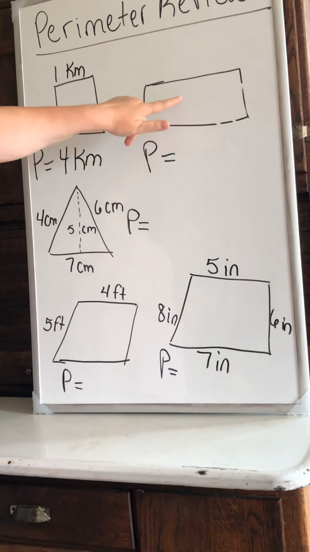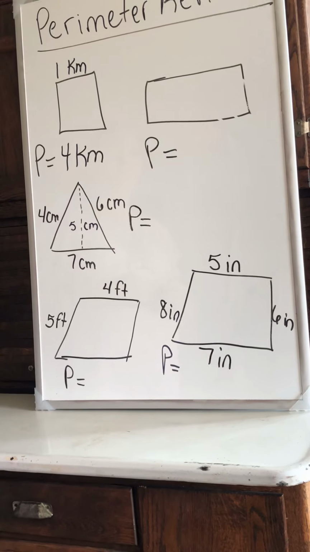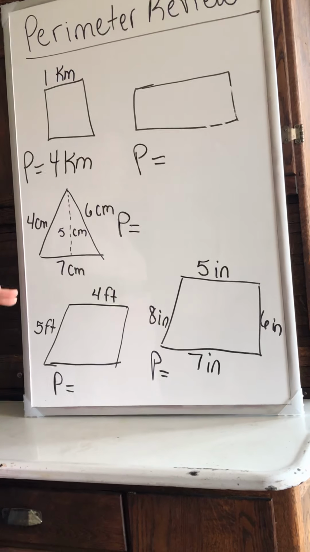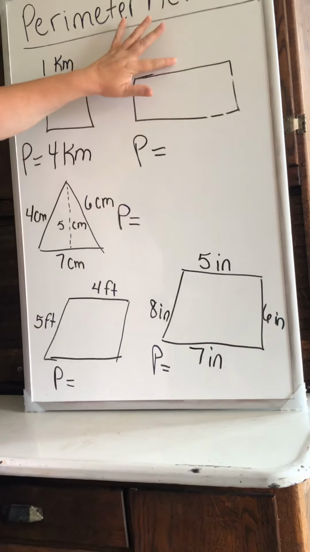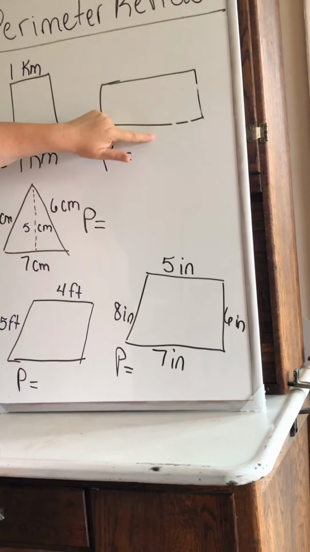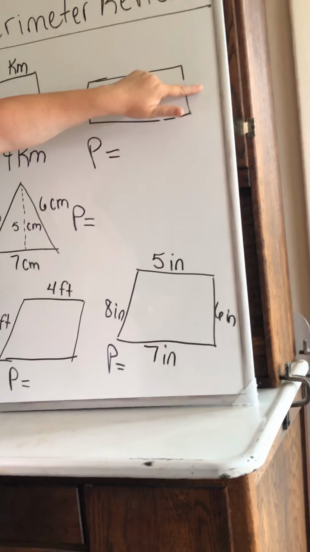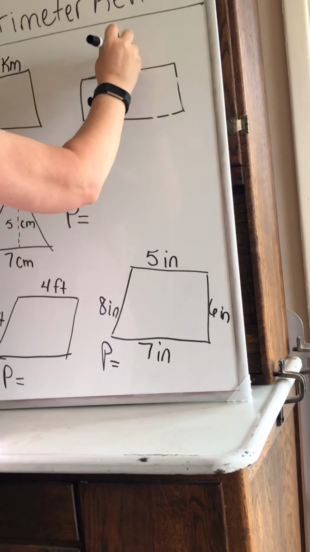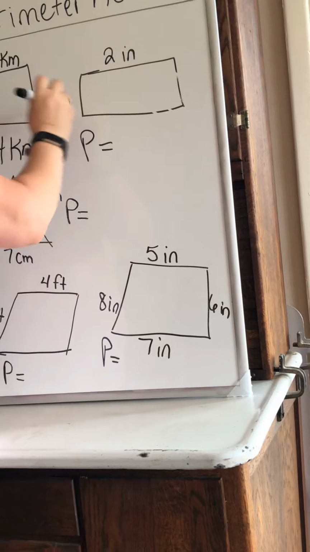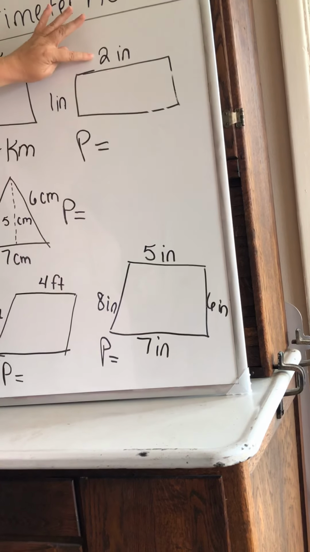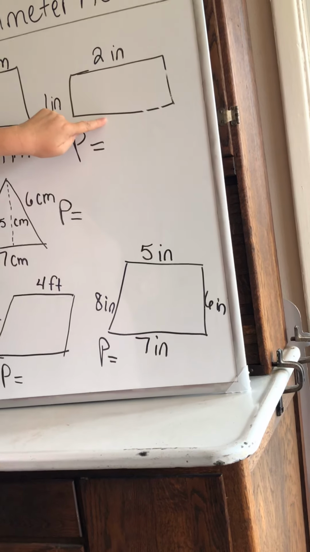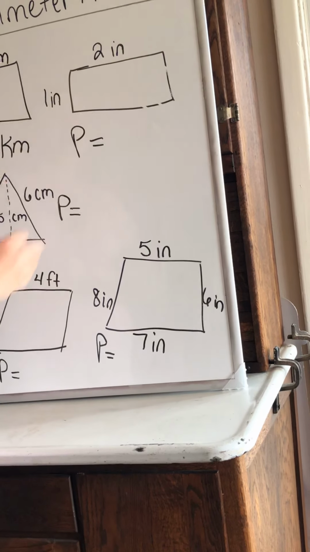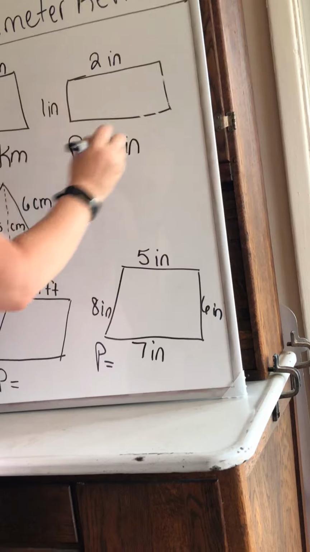Okay, what shape is this? Well, it's a rectangle, and remember, with a rectangle, you have a length, and here's a length, you have a width, and a width, okay? So what if I said that here's 2 inches, and here's 1 inch? So 2 plus 2 makes 4, plus 1 makes 5, plus 1 makes 6, so 6 inches.